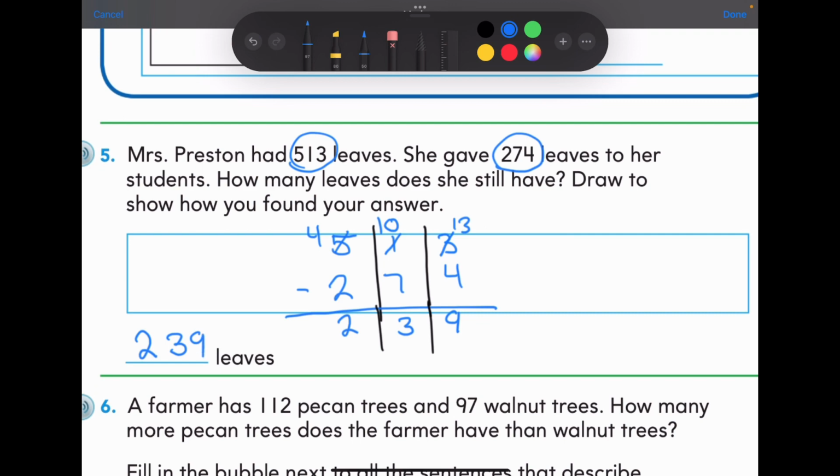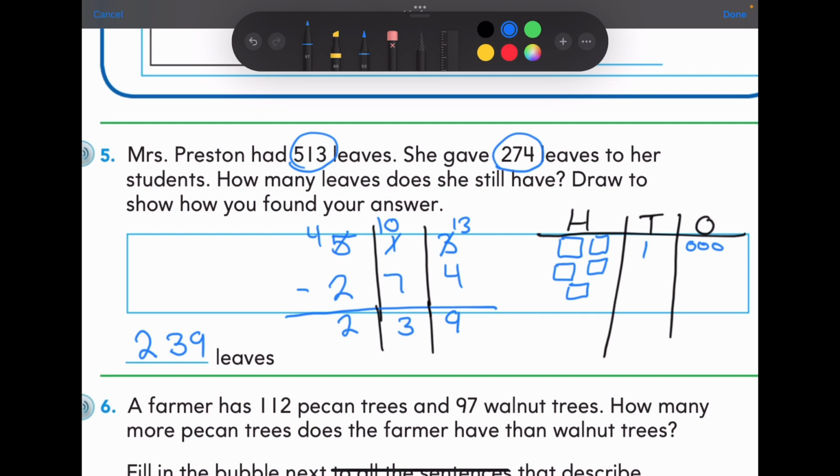Another thing that you could have done here was have drawn 500. Then I would divide this into my hundreds, tens, and ones. So I would take that 500, 1 ten, 3 ones, and 513. Now you would take 274 out of that.